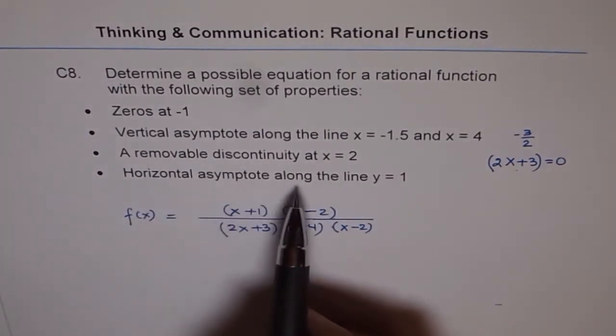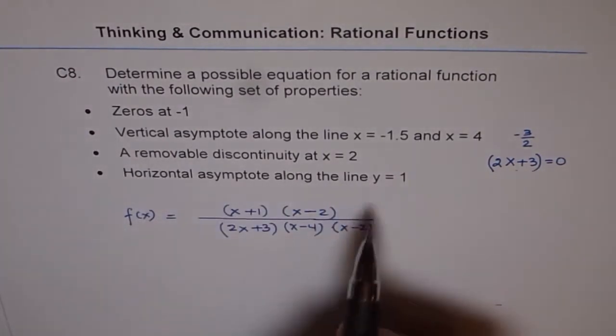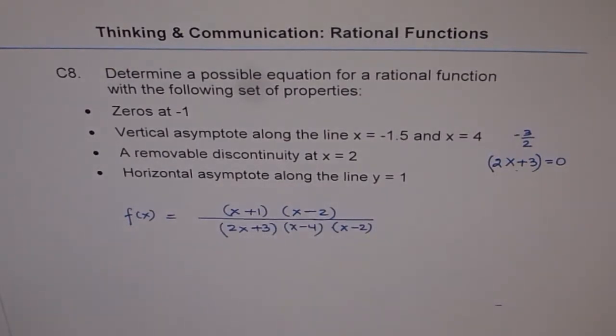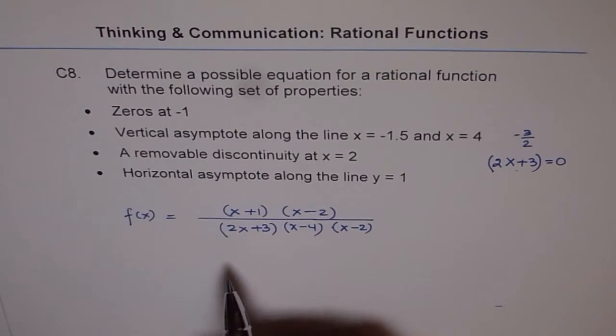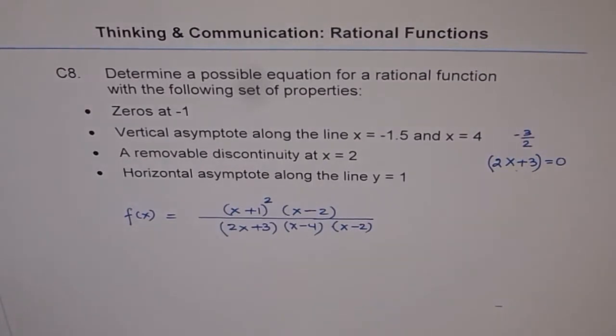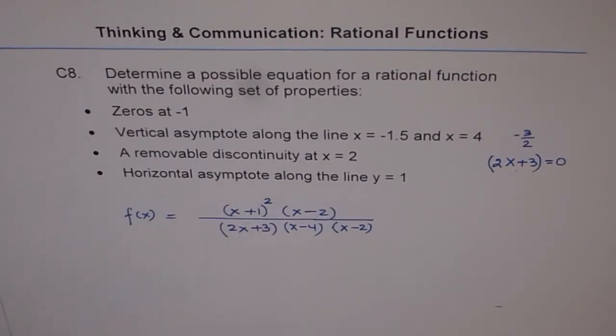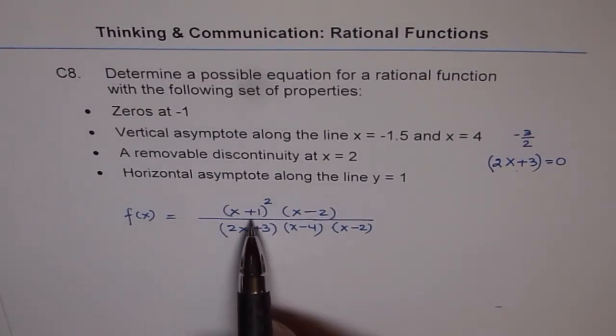Now horizontal asymptote along the line y equals 1. For horizontal asymptote the degrees should be the same, but in our equation the degree is not the same, right? You see numerator is degree 2 but denominator is degree 3. To make degrees the same, what we can do is make this a square. Do you see that? It doesn't change any of our conditions. Zeros remain at this, right? So maybe when the problem said zeros, it means 2 zeros at -1, right? Maybe. So it's kind of a hint to the student to put multiplicity 2 of the 0, right?